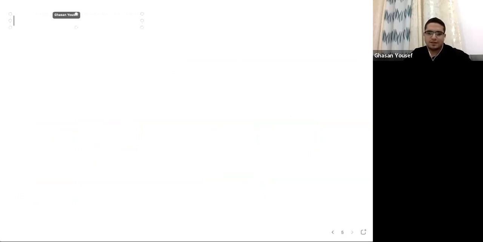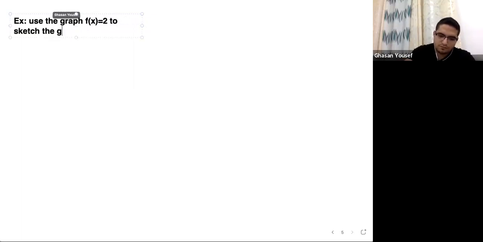Okay, so the example is like this. Example: use the graph f of x equal 2 to the power x to sketch the graph of each function, the first one, and then state the domain and range and asymptote.